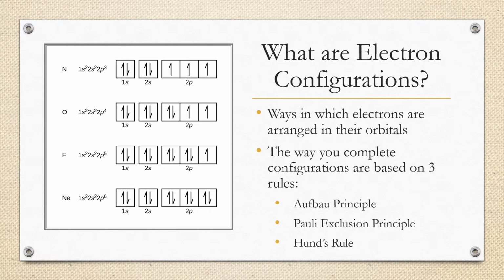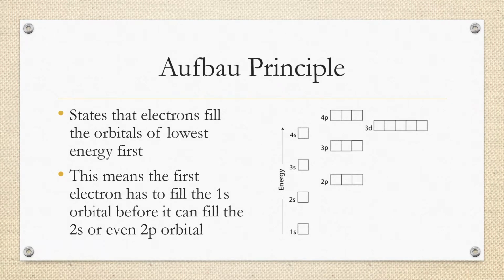So the way you fill these out is based on three rules: the Aufbau principle, the Pauli exclusion principle, and Hund's rule. So the Aufbau principle states that electrons have to fill the lowest energy level first before they can start moving into orbitals in higher energy levels.